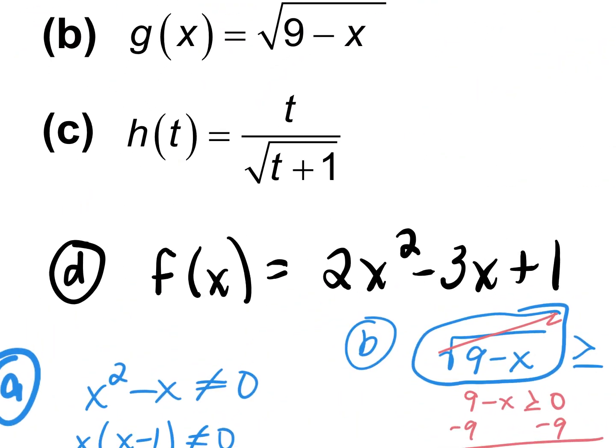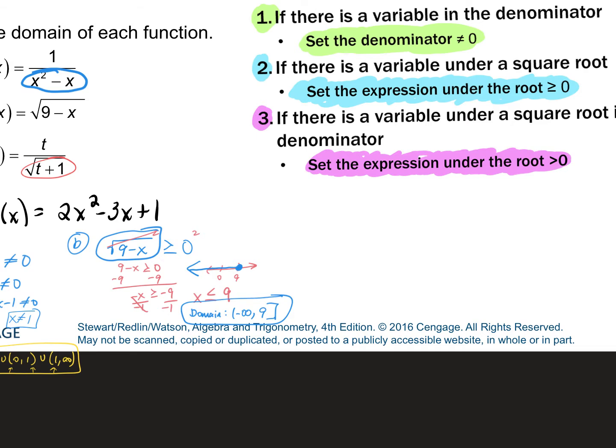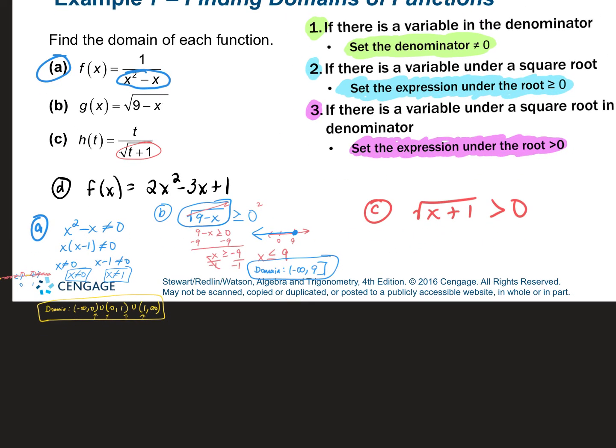Do I have a square root with a variable in it? Yes. Is it in the denominator? Yes. That means we're breaking rule number 3. So what does it say to do if you're breaking rule number 3? Okay, so you're going to set the expression, I'm going to use x because my t's look like plus signs, greater than 0. Remind me again, guys, why is it not greater than or equal to? Because it's in the bottom. Good. And the denominator cannot be 0.